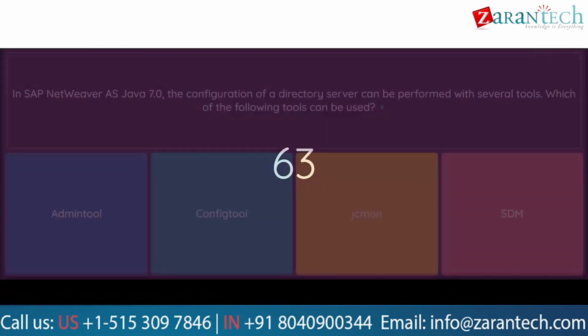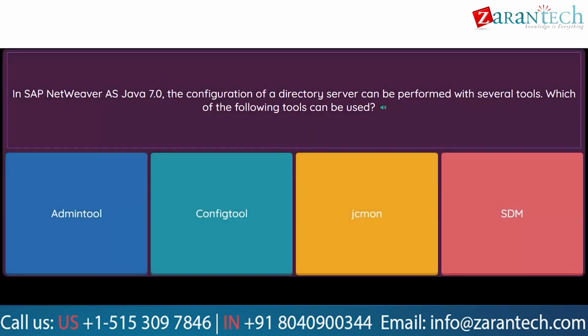Question: in SAP NetWeaver AS Java 7.0, the configuration of a directory server can be performed with several tools. Which of the following tools can be used? Option 1, Admin Tool. Option 2, Config Tool. Option 3, Jakeman. Option 4, SDM.